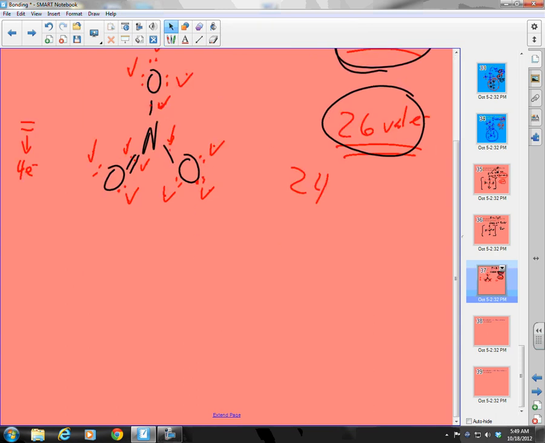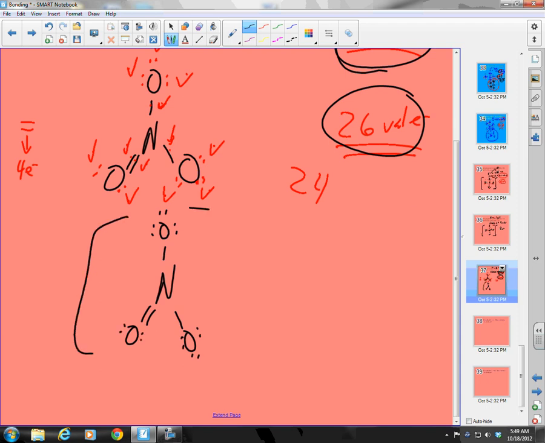Let me draw this a little prettier, right? Oxygen, oxygen, oxygen. Complete my octets. Put it in brackets because it's an ion. And there we go. This is a correct drawing for nitrate.